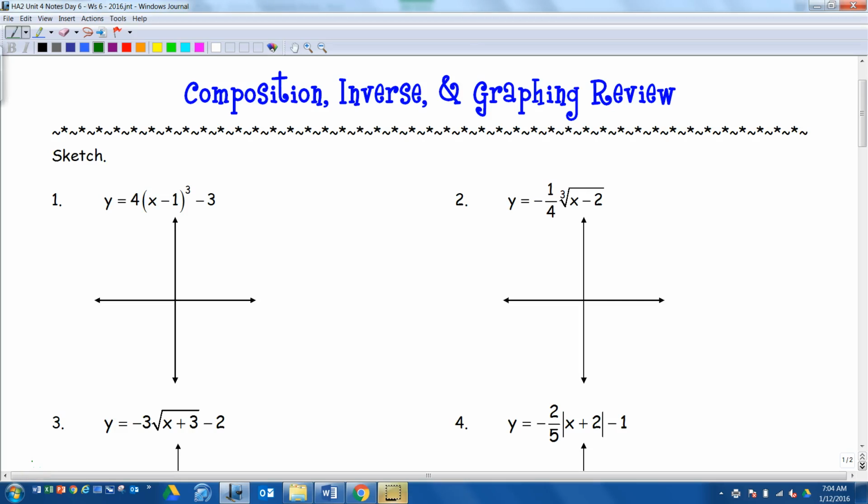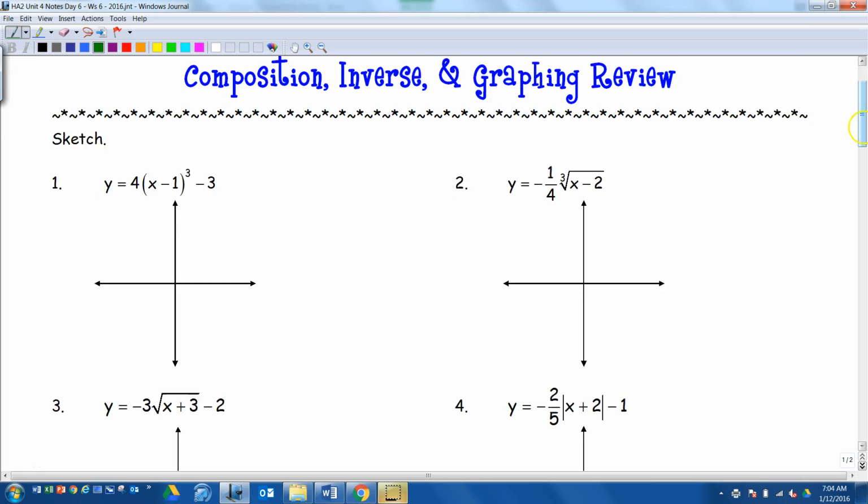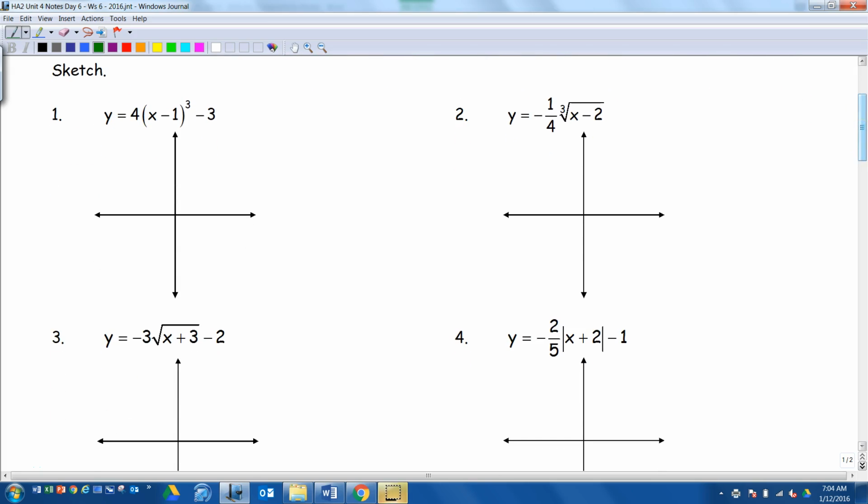Alright class, this note sheet is actually kind of a review note sheet, so if you want to try doing it on your own before listening to the video, try as many as you can to see if you get it correct, because everything on here you should know how to do because the quiz is tomorrow. Alright, so when you sketch these, again, I would like to see the parent graph.